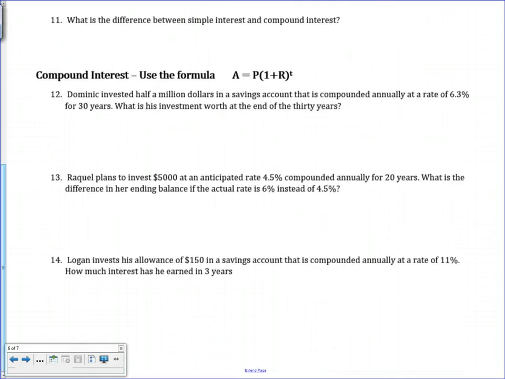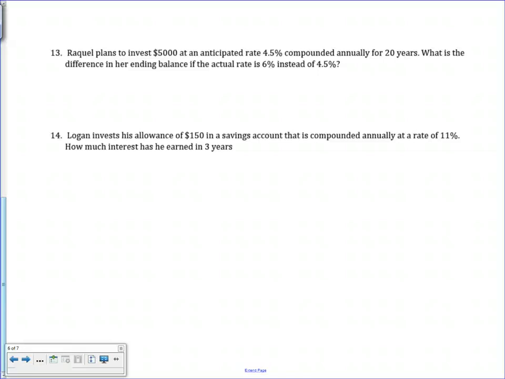Next, number 13. We invested $5,000 at an anticipated rate of 4.5% compounded annually for 20 years. What is the difference in our ending balance if the actual rate is 6% instead of 4.5%? So compound interest, our formula is a little different, but our variables all mean the same thing.